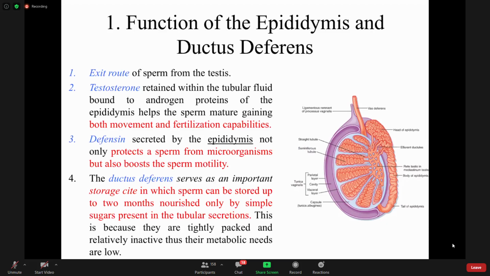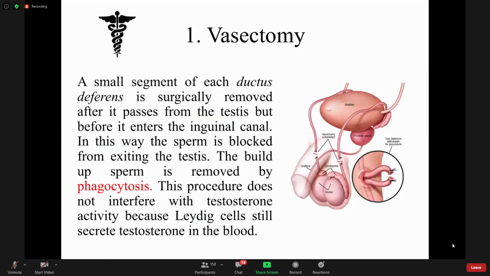And as it's being deposited in the vas deferens, it is being nurtured by simple sugars that exist in this specific vesicle. They may not be a lot, let's say, over there at the specific site, but because the semen is non-motile and is also very densely packed together, it does not need a lot of energy in order for it to be retained.